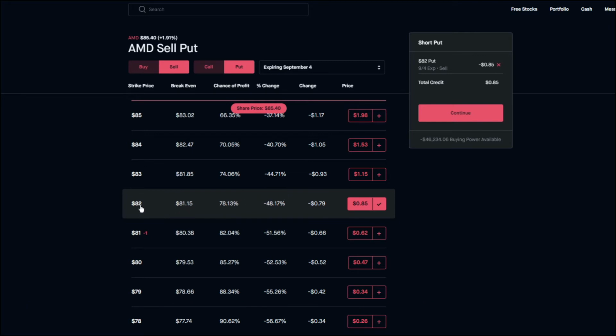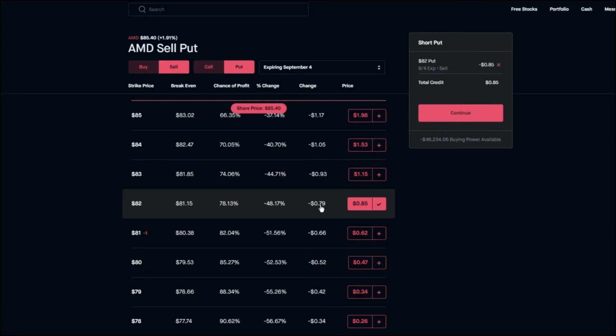So let me show you what this means. Now 82. If by any chance AMD is below $82 on September 4th, on the expiration date, then I'm going to be forced to execute this. So I'm going to be forced to buy this share price at the $82 strike price. And now keep in mind, one contract is 100 shares times the stock, right? So this is $8,200 basically.